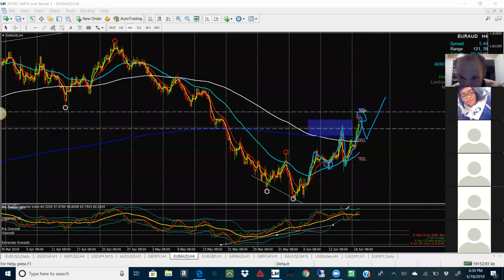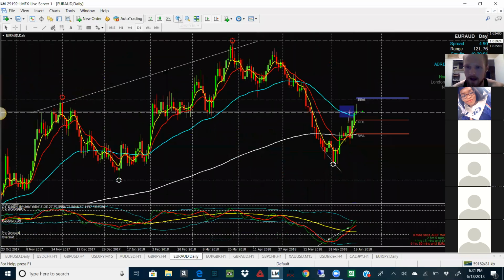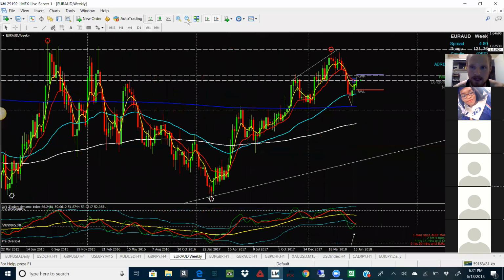There is somewhat of a divergence here in the overbought zone. But that's the 4 hour, so it still needs some time in order to pull back. It's going to play out. Let me look at the weekly real quick. Weekly: high, higher low, higher high, higher low. Bouncing off the catch up.